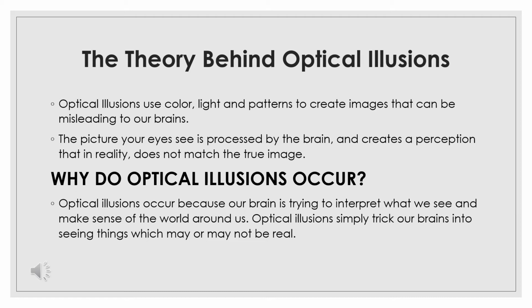The theory behind optical illusions. Optical illusions use color, light, and pattern to create images that can be misleading to our brain. The picture your eyes see is processed by the brain and creates a perception that in reality does not match the true image. Why do optical illusions occur? Optical illusions occur because our brain is trying to interpret what we see and make sense of the world around us. Optical illusions simply trick our brains into seeing things which may or may not be real.